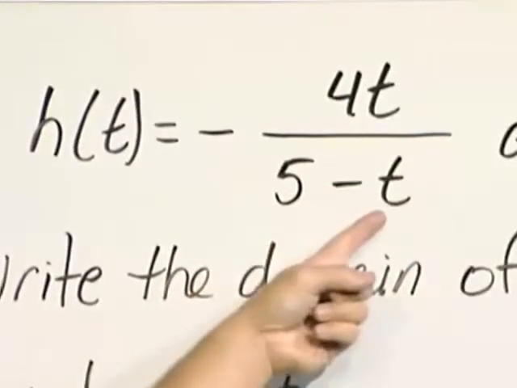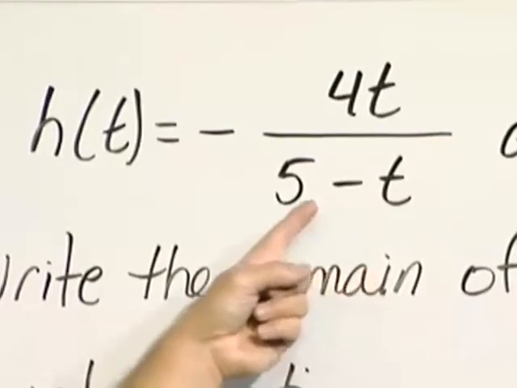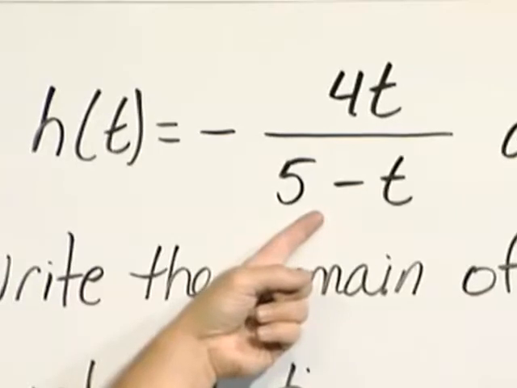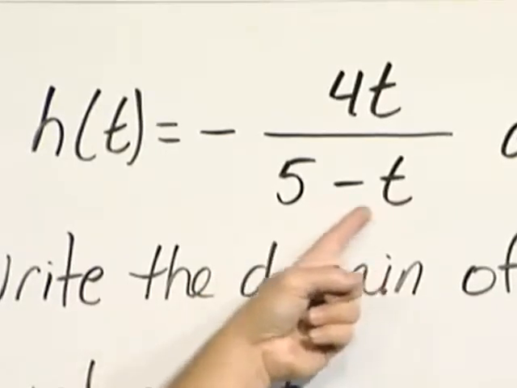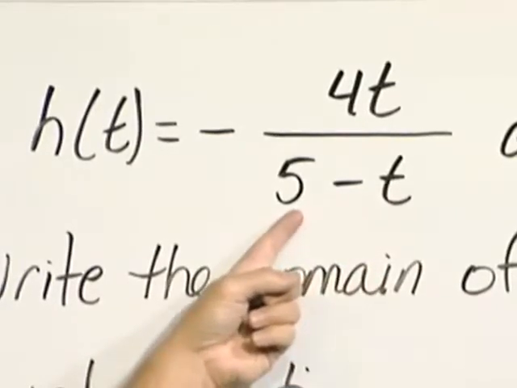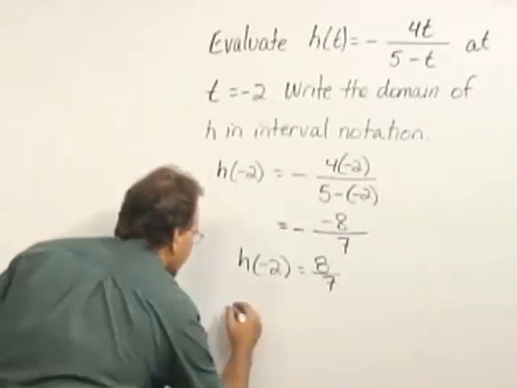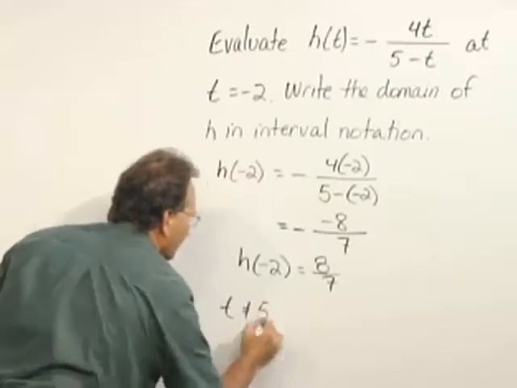So we need to find the values of t that make the denominator 0 and then exclude them from the domain. So the value of t that makes the denominator 0 is 5. So what we would write is that t cannot equal 5.